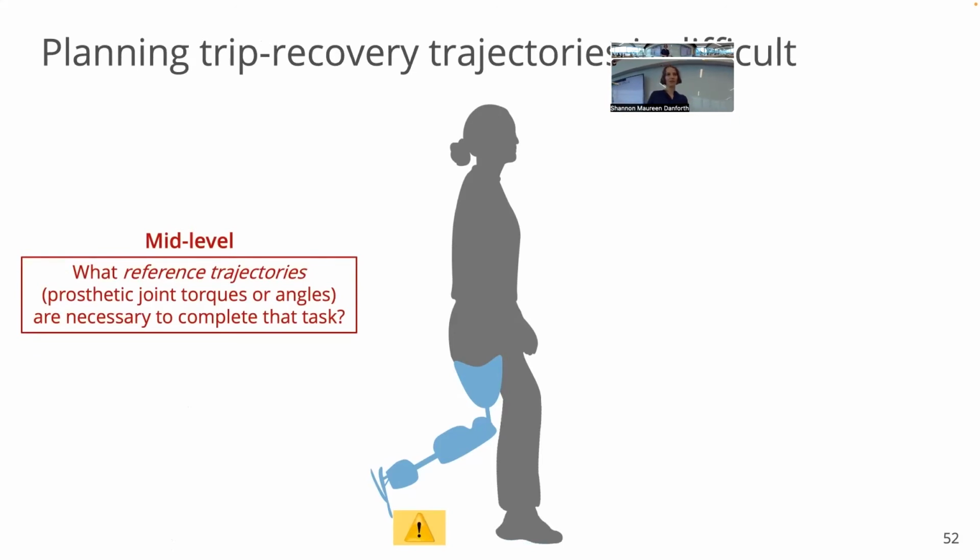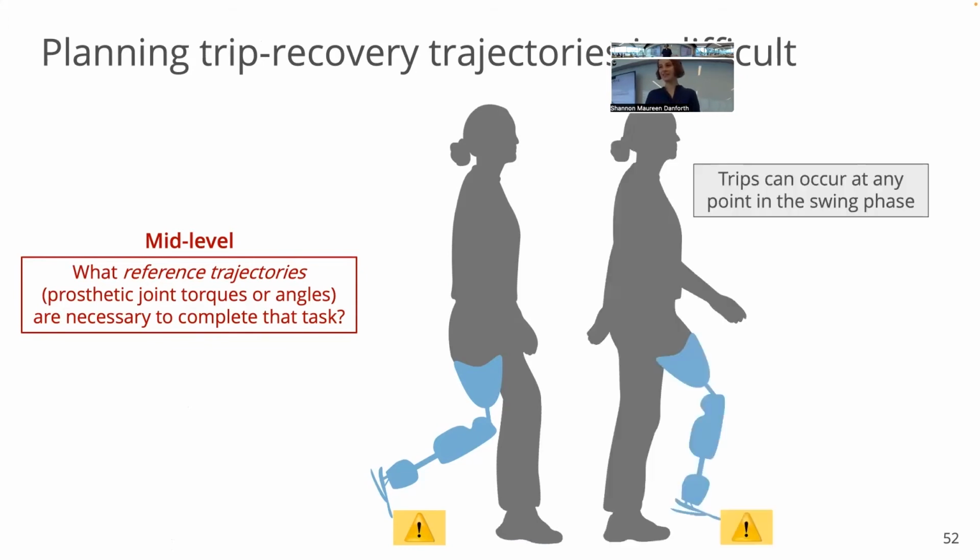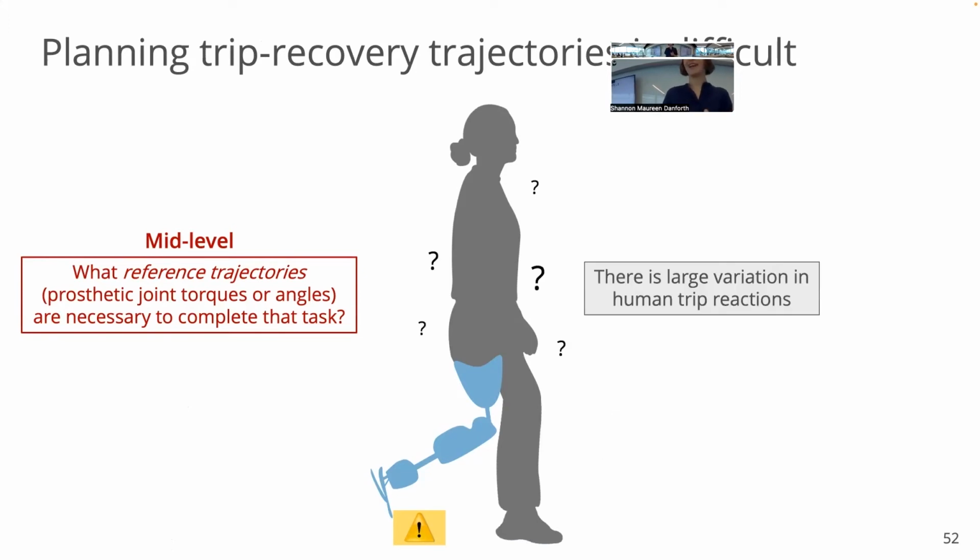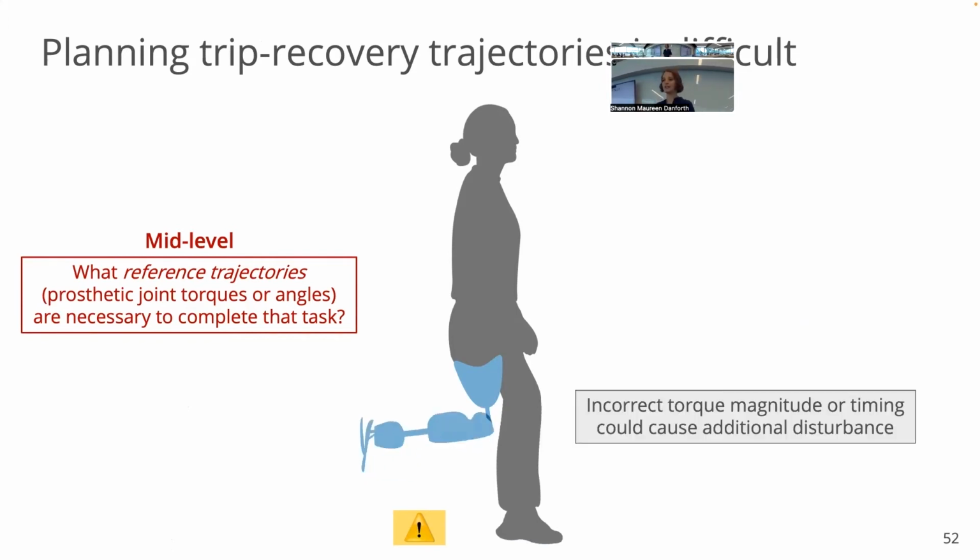When a trip occurs during walking, mid-level control is especially difficult because we don't have that sort of average behavior we have for stair ascent or level ground walking. And that's because trips can occur at any point in the swing phase. And as we saw in the previous chapter, there's a large variation in human trip responses. And incorrect torque magnitude or timing when a human is trying to recover from a trip could end up causing an additional disturbance to the motion.